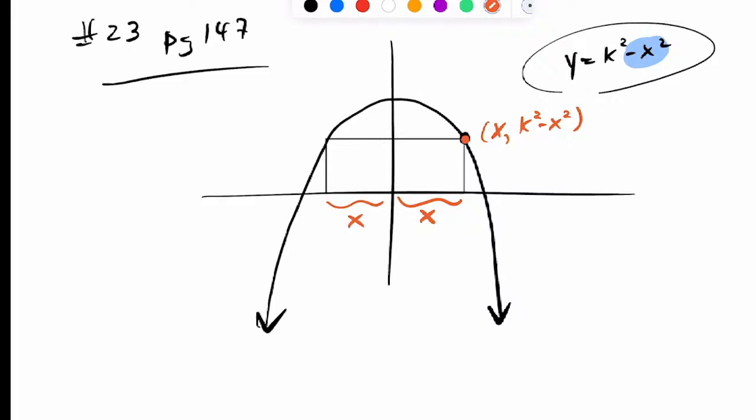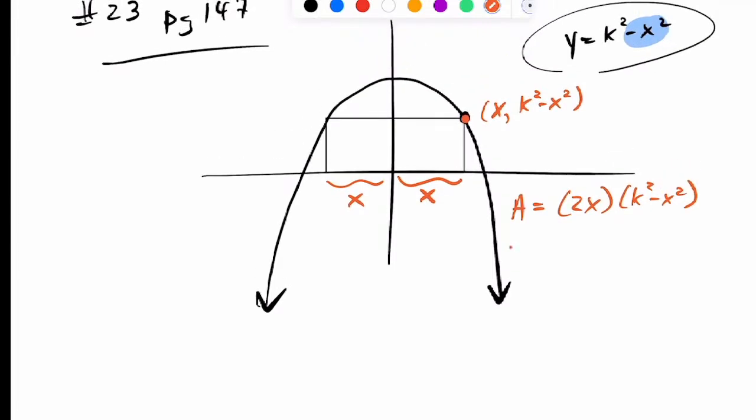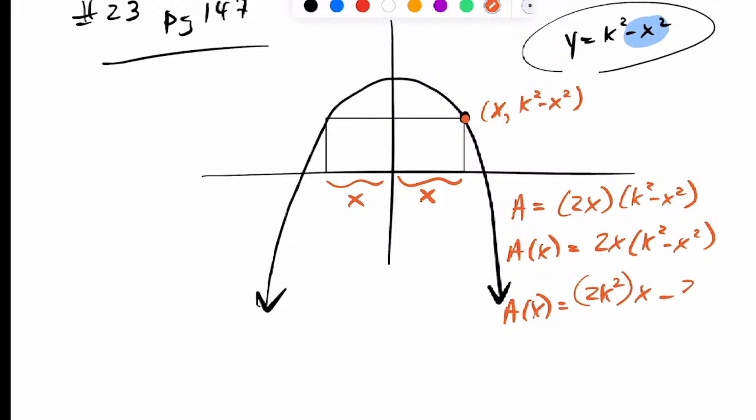So I want to maximize the area of this rectangle. The area is going to be the base, which is 2x, length times height, or width. In this case, k squared minus x squared. So with this question, I want to maximize 2x times k squared minus x squared. So I'm going to distribute this. It's going to be 2k squared x minus 2x cubed.